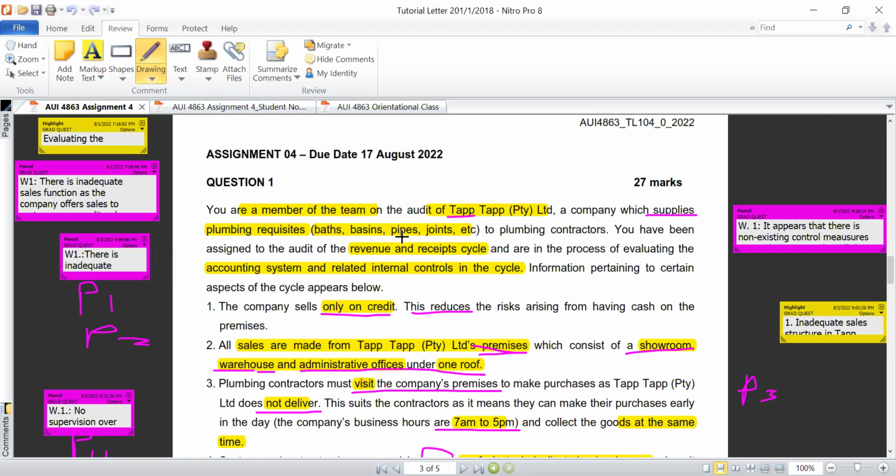Some of those things should be ringing bells in your mind just as you read a scenario, to say, okay, so no wonder they're telling me there's a revenue and receipt cycle that is being applied. But the same thing is true even in the manufacturing sector. They also do apply revenue and receipt. So now you've been assigned to the audit of the revenue and receipt cycle. And in the process of evaluating the accounting system and related internal controls in the cycle, information pertaining to certain aspects of the cycle appears below.